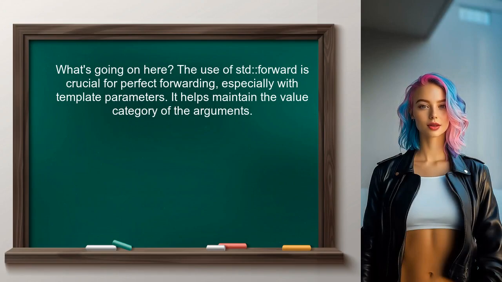The use of std::forward is crucial for perfect forwarding, especially when dealing with template parameters. It allows us to maintain the value category of the arguments, which is essential for ensuring that we can swap objects correctly.